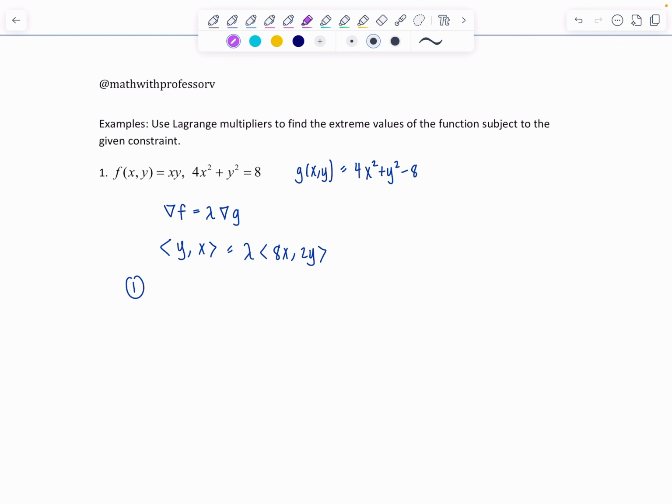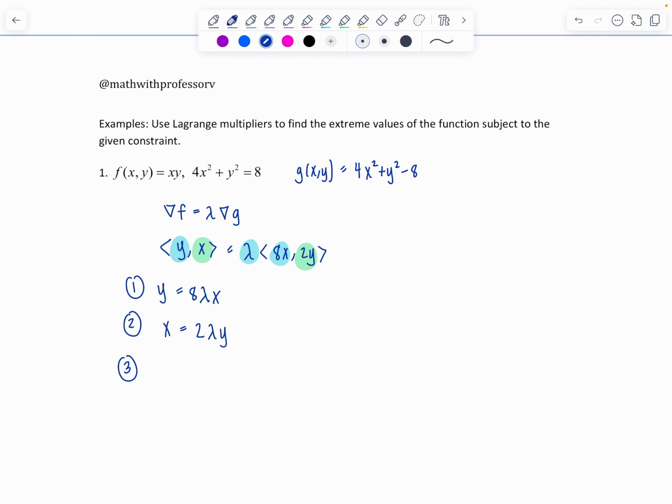So start off by equating the first components with each other. That would mean y is equal to 8 lambda x. The second equation comes from equating the y components together. So that would be x equals 2 lambda y. And if we have 3 unknowns, we need 3 equations. Where's the third one? It's the constraint equation: 4x squared plus y squared equals 8.